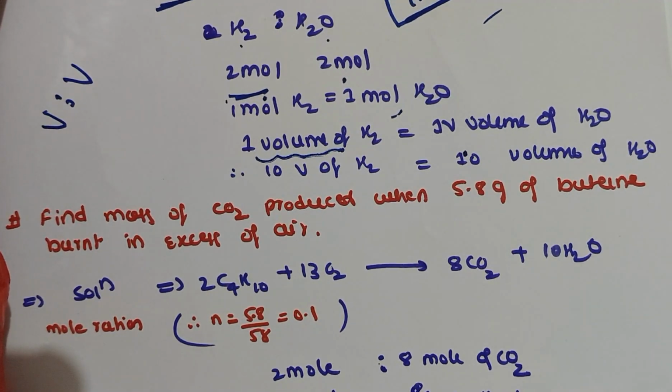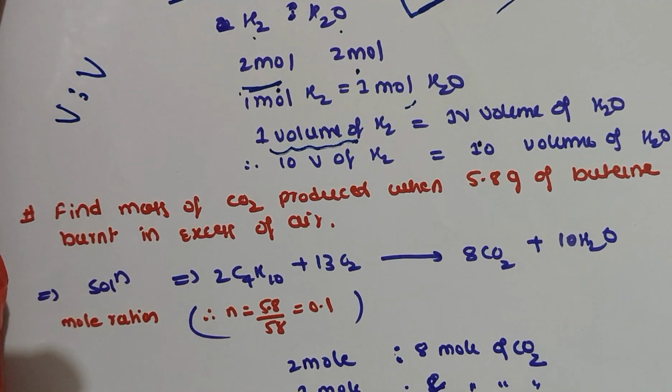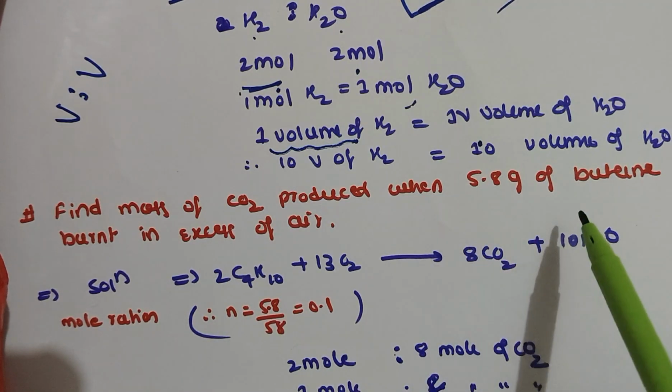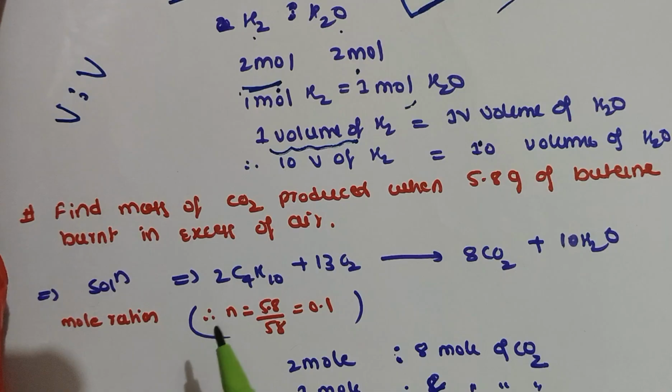Next, we have to move towards another numerical. Very important numerical again. This is another method to calculate stoichiometry. From this numerical, I am going to tell you another method to calculate this problem. Find the mass of CO2 produced when 5.8 gram of butane is burnt in excess of air.